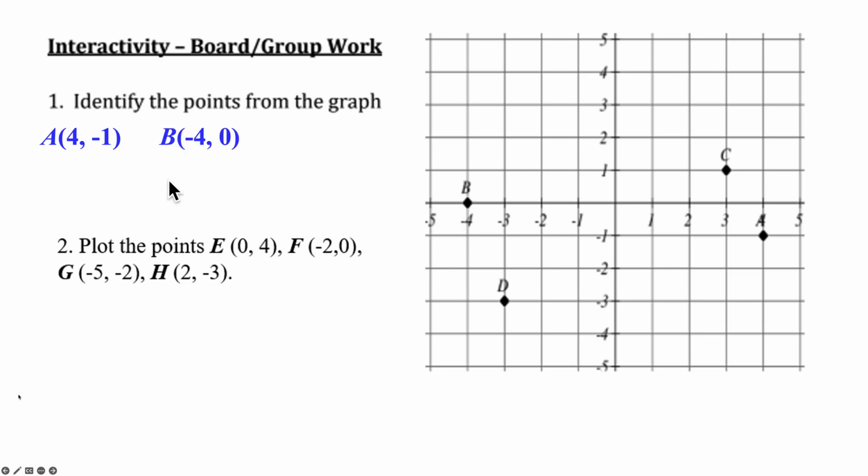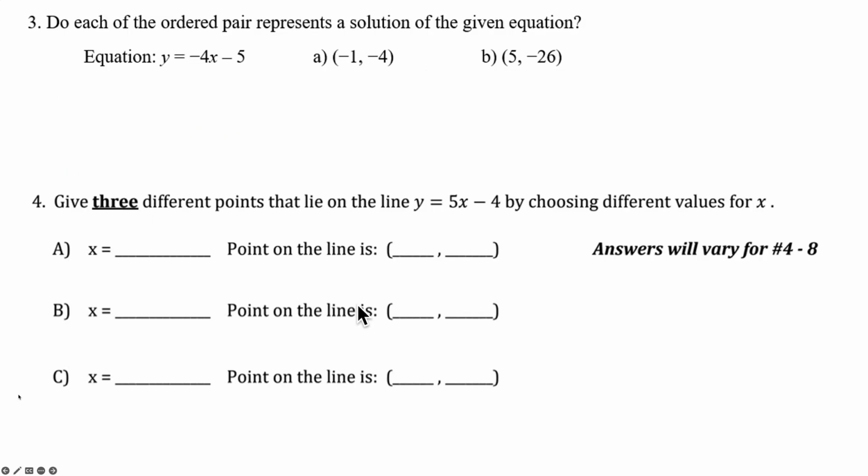I don't go up or down, so it's at (-4, 0). Point C, 1, 2, 3 to the right, up 1, so C is at (3, 1). And D is at 1, 2, 3 to the left, 1, 2, 3 down, (-3, -3). Excuse me. Plotting the points E, (0, 4). I don't count left or right. We go straight up 4. 1, 2, 3, 4. There's E. (-2, 0) is F. (-5, -2) is G. And (2, -3), that's H.